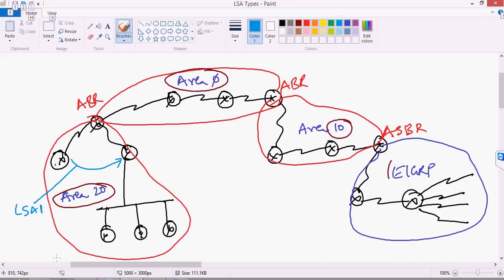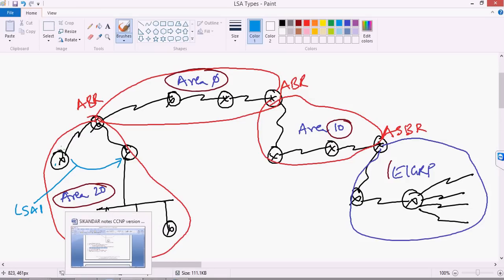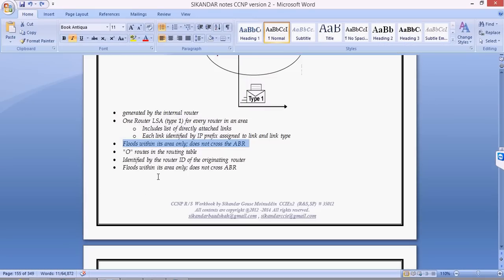If you remember the routing table, O routes represent the routes coming from the same area, which means whatever advertisements happen inside the area and are generated by any internal router, we call them O routes. So output-wise, when you run show ip route ospf, you'll see them as O routes. They are flooded within the area and do not cross the area border router. Whatever advertisements happen inside an area, it can be area 20, area 10 or area 0, any advertisement happening within the area, we call it LSA1.